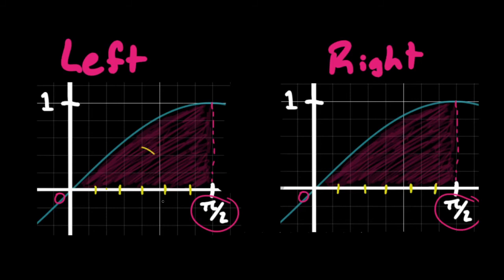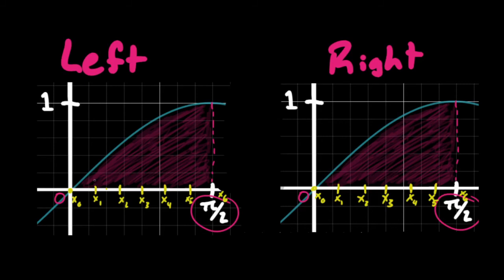So now I've got a bunch of different little points. I've got my x0 over at 0. Now I've got x1, x2, x3, x4, x5, and over here is x6, which is pi over 2. Same thing right over here: x0, x1, x2, x3, x4, x5, and x6, which is at pi over 2.